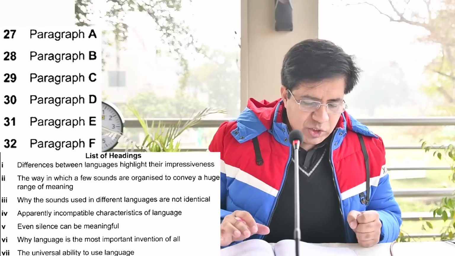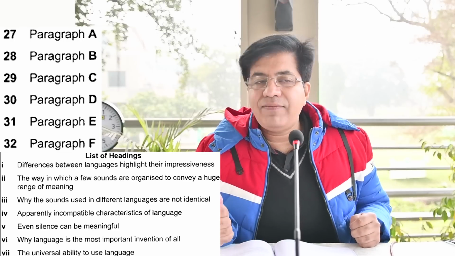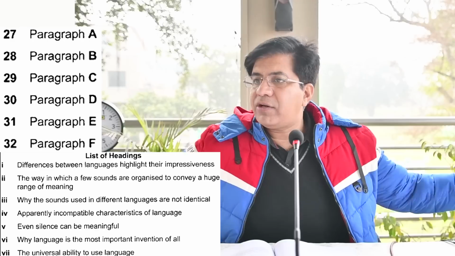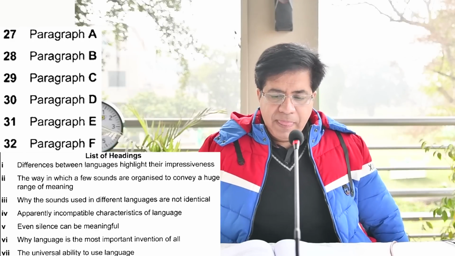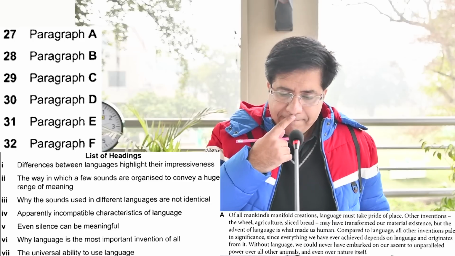Question number 7, universal ability to use language. Universal ability, they will say all human beings have the ability to use language and all that. Okay, now let's go to paragraph A.